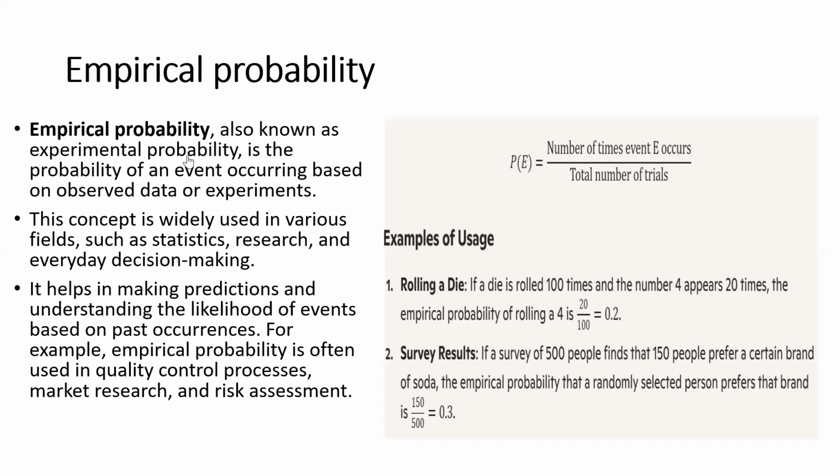Survey results. A survey of 500 people finds that 150 people prefer a certain brand of soda. And the empirical probability is 150 people prefer that out of 500. So the probability of people preferring that brand of soda is 150 divided by 500, which is equal to almost 0.